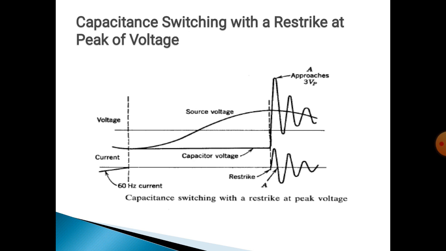The next important thing is capacitance switching with a restrike at the peak of voltage. In this condition, when the circuit breaker interrupts the current at point A, the voltage across the capacitor is too high, approximately 3 times the peak value, where the peak value is Vp.